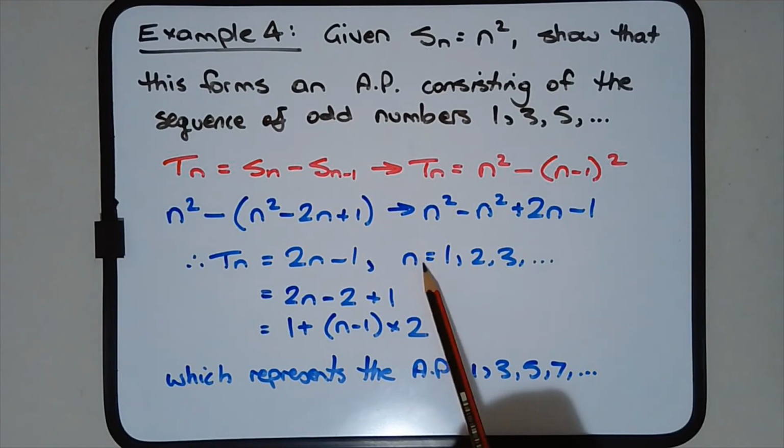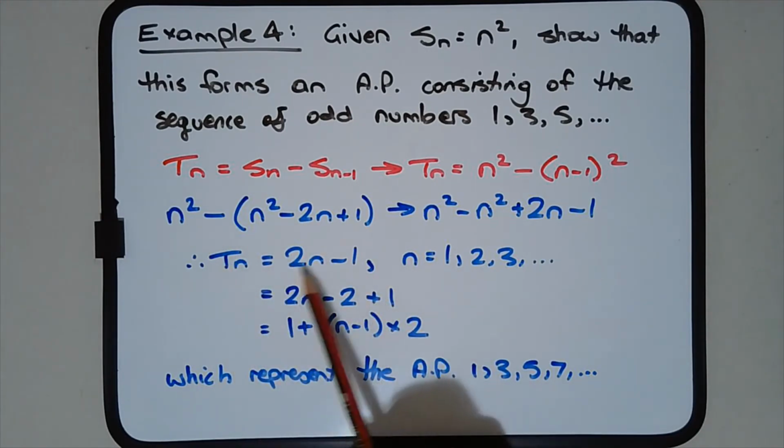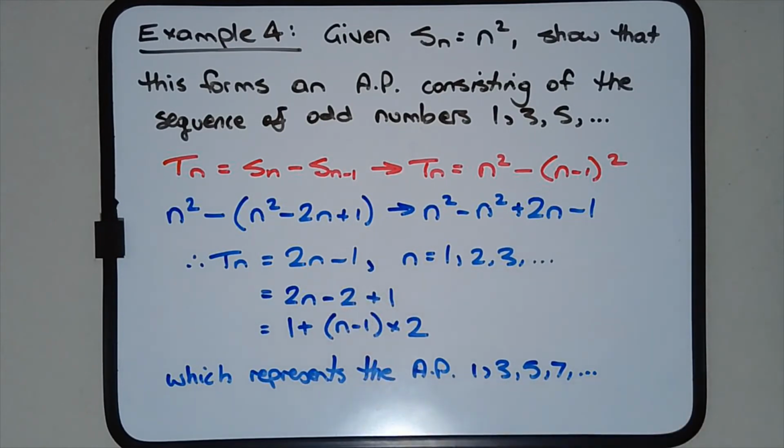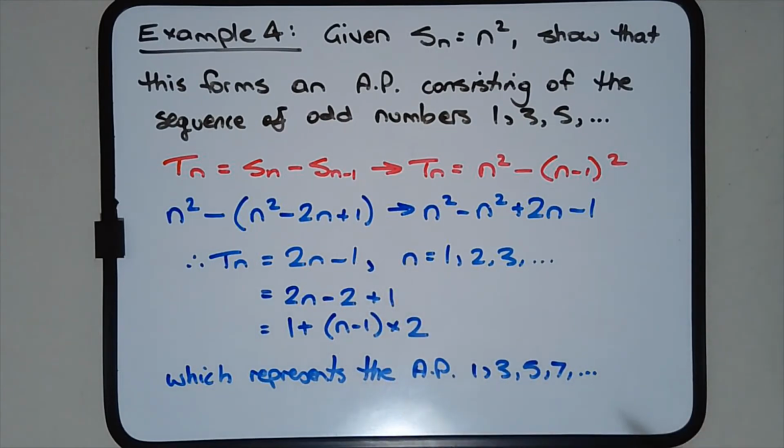So if we substitute n equals 1 into this Tn formula, the nth term formula here, 2 times 1 is 2, minus 1 is 1. Substitute n equals 2. 2 times 2 is 4. 4 minus 1 is 3, and so on.